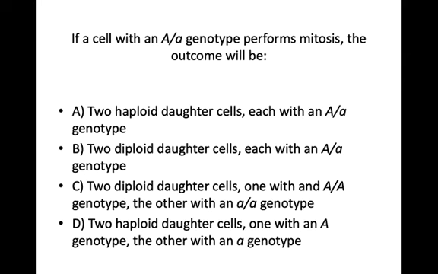I'm going to skip to C and D, though, to explain why they're wrong. Another option is 2 diploid daughter cells, one with big A and the other with little a. Well, yes, 2 diploid daughter cells would be produced, but they wouldn't be different in genotype like that, because the daughter cells should have genetically identical genotypes. D is also wrong, 2 haploid daughter cells, one with a big A genotype and one with a little a genotype, because a diploid wouldn't produce a haploid genotype. So the answer is B.